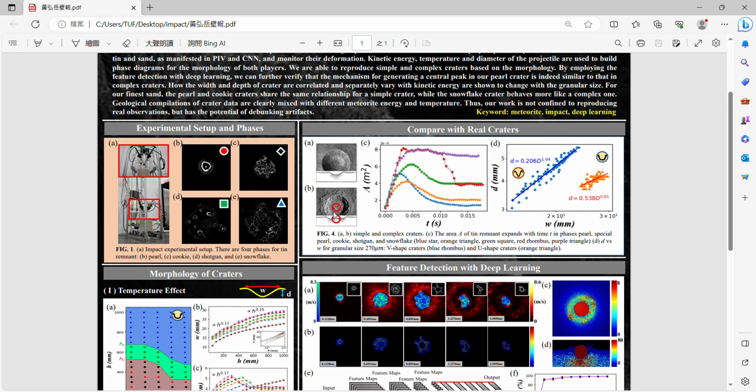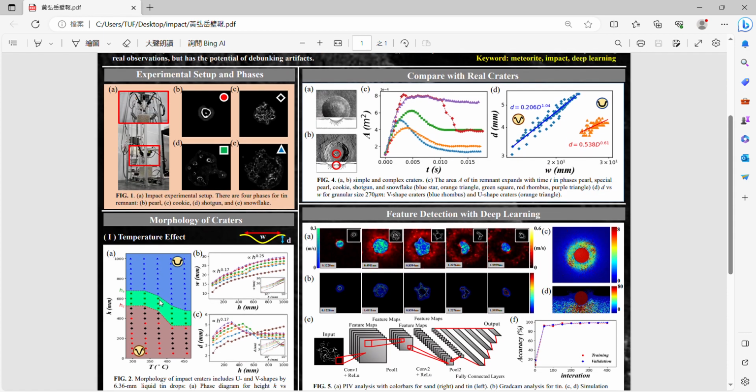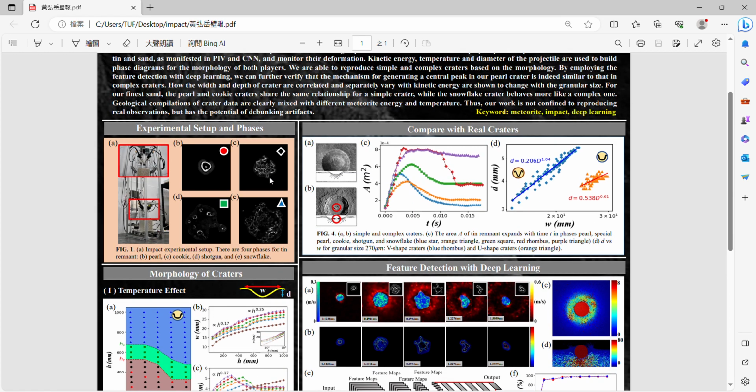Now, let's go to our experiment. As you see, Figure 1a is our experimental setup, and we construct the phase diagram with two parameters. One is the height of free fall, and the other is the temperature of mutating. We find four phases in our experiment. We call them pearl, cookie, shotgun, and snowflake, due to their shapes.